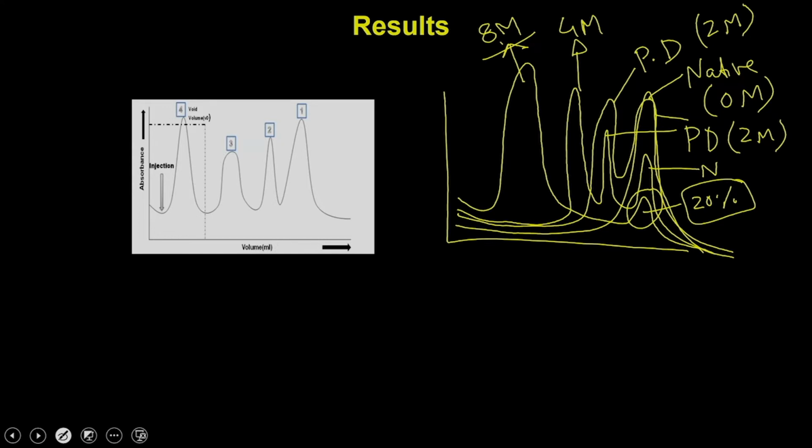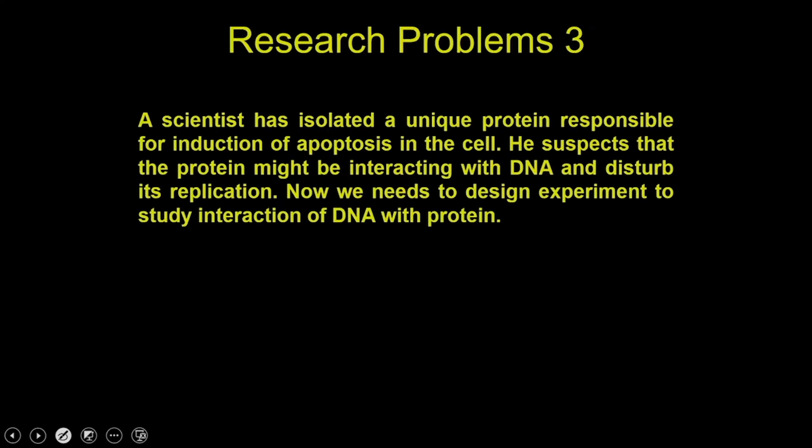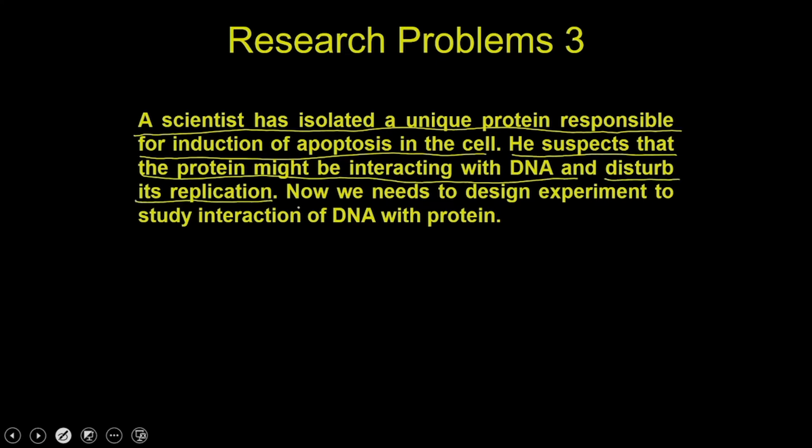Now, let us move on to the third problem. A scientist has isolated a unique protein responsible for induction of apoptosis in the cell. He suspects that the protein might be interacting with DNA and disturbing its replication. Now, he needs to design an experiment to study the interaction of DNA with the protein.